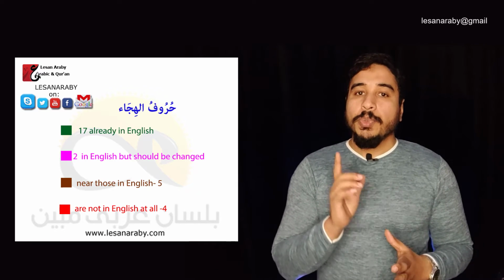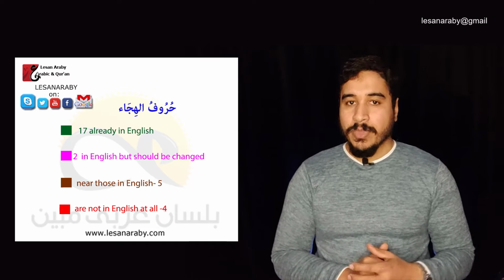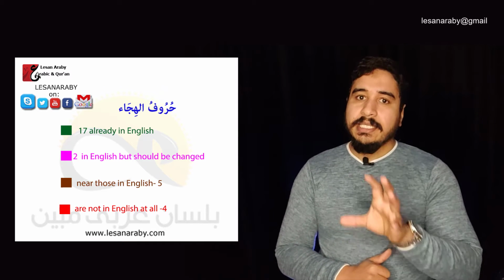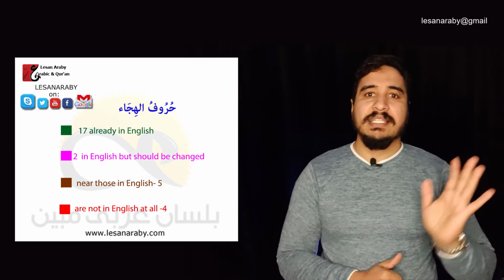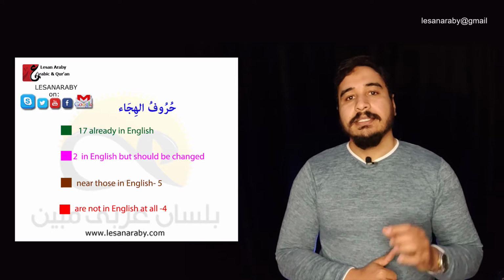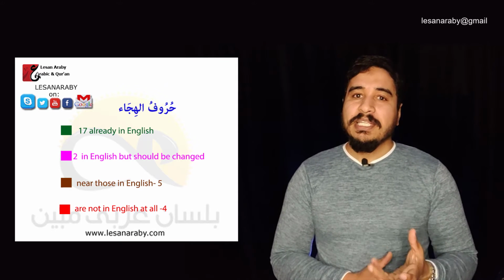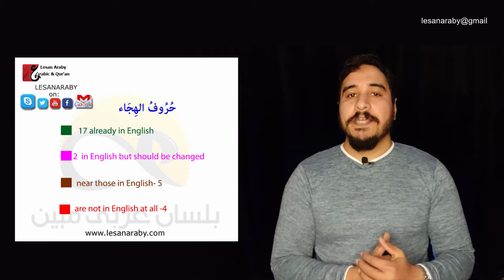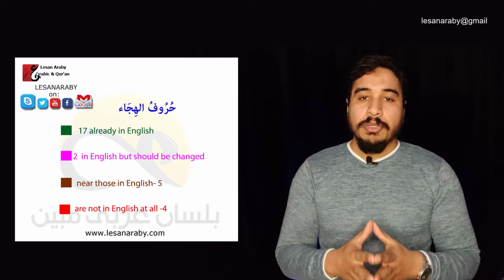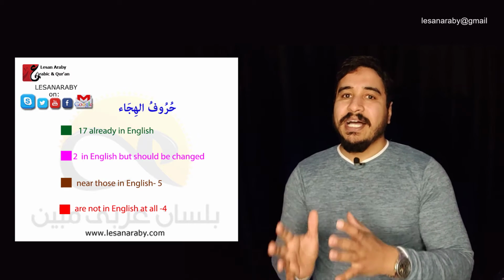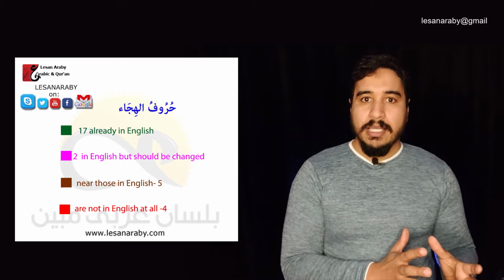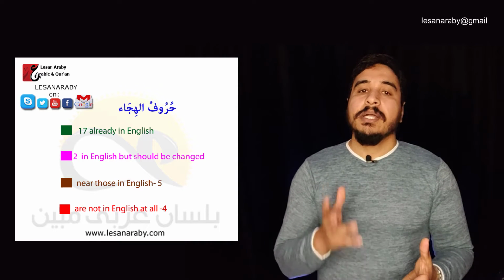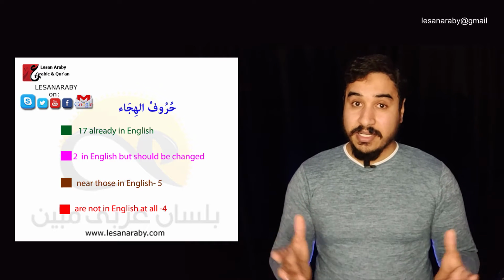Okay. First, we will take them in order and then divide them. But while we are taking the letters in order, you will see the letters in groups, as I said. The group, when it's green, it's exactly in English, which means you're not going to make even a slight mistake. And the group in magenta or purple means that those two letters are in English, but you will find yourself amazed at how we change them a little bit. And the groups in brown mean I have similar sounds in English, but I need to tweak them to produce them in Arabic. And finally, you will find the red group, which means they are not in English.